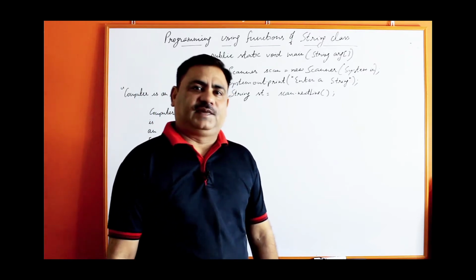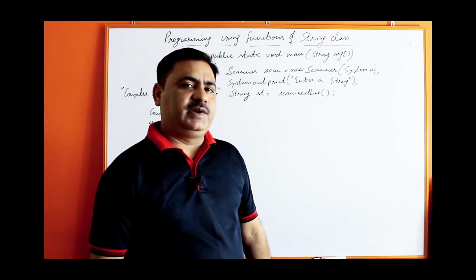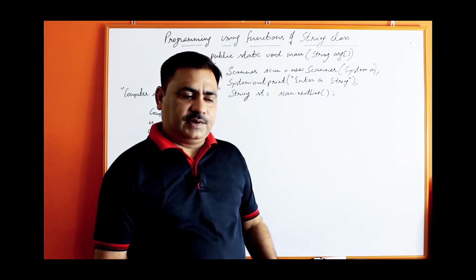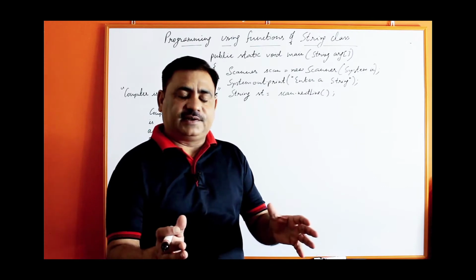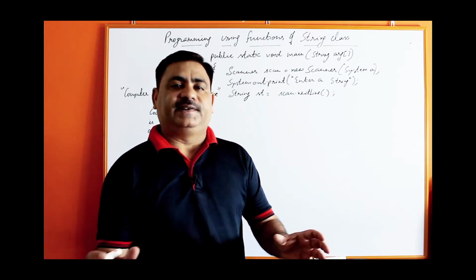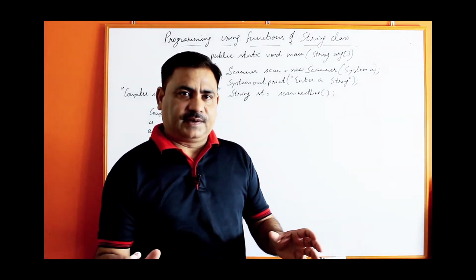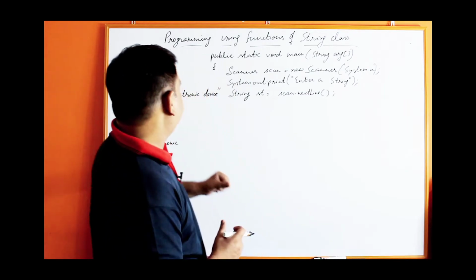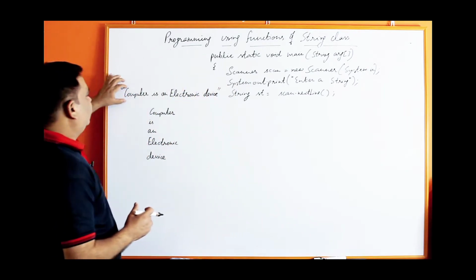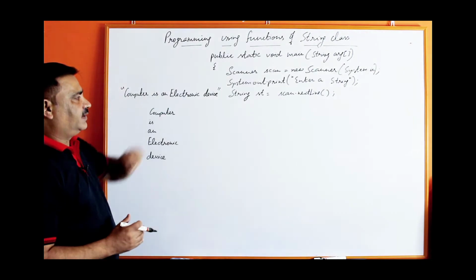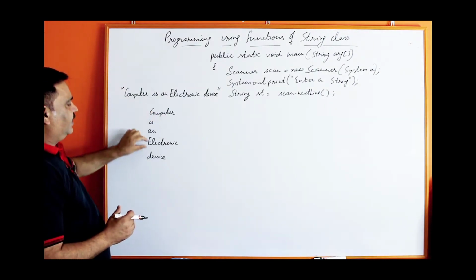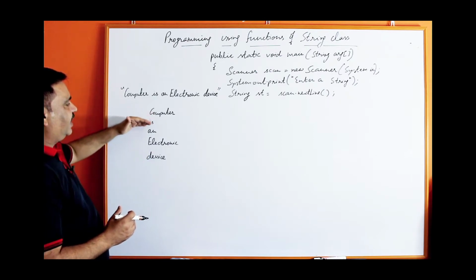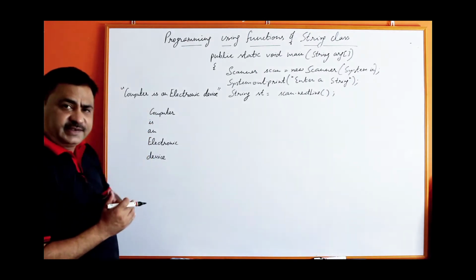Hi students, in this video class I am going to explain how to input a sentence and split this sentence into words. See here, if the sentence is "computer is an electronic device", the output should be like this: computer, is, an, electronic, device. Each and every word should be on a separate line.